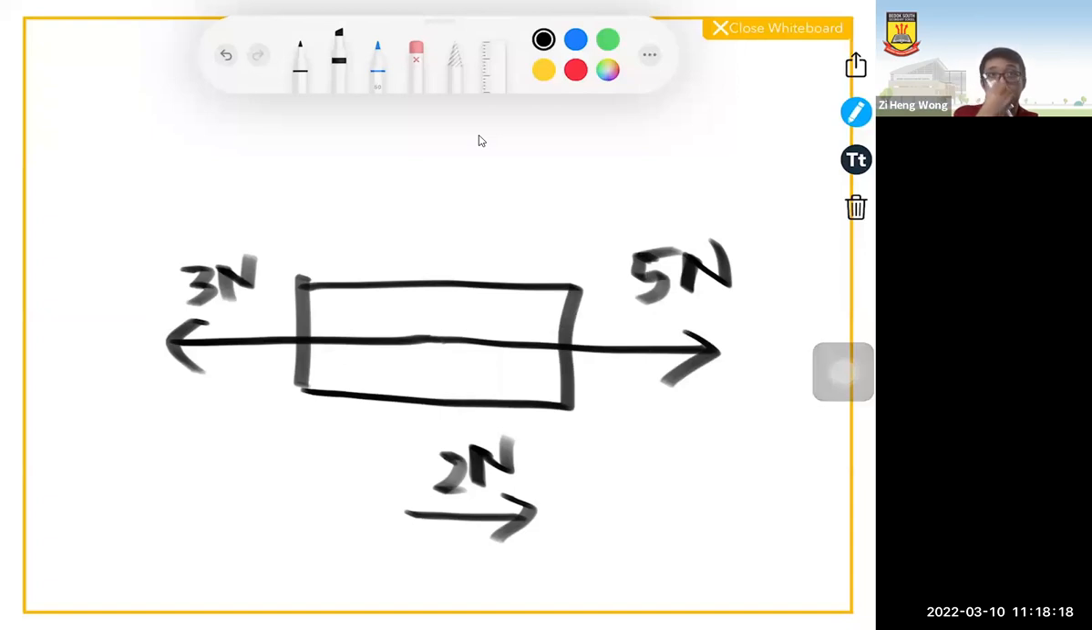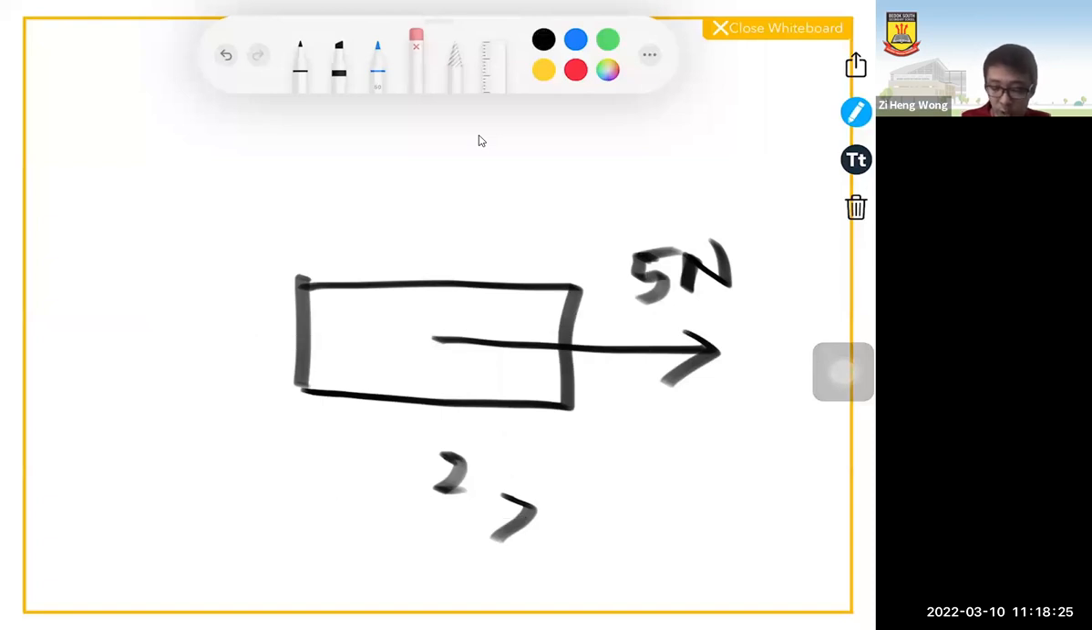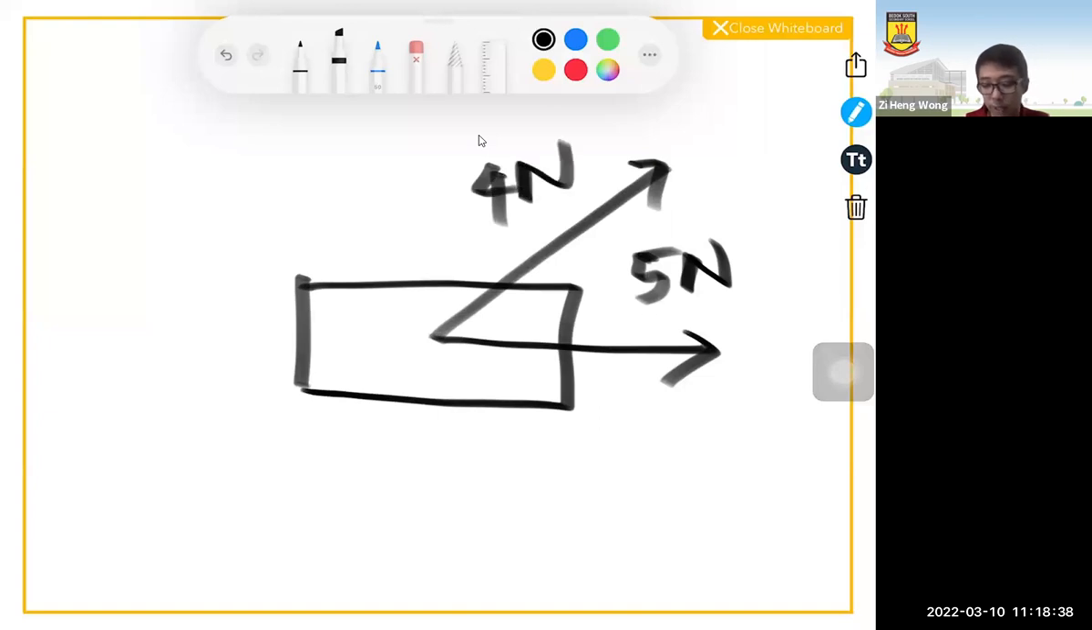Subsequently, when I go through vector diagrams, they will allow us to find the resultant force if the forces are not parallel to one another. So for example, let's say I have a force of 5 newtons here, and another, let's say 4 newtons here. What is the resultant force? What will it look like? Like yesterday, you might have seen a bit.